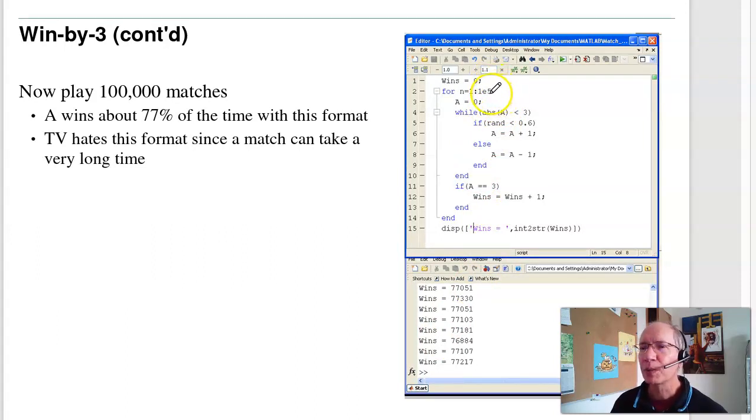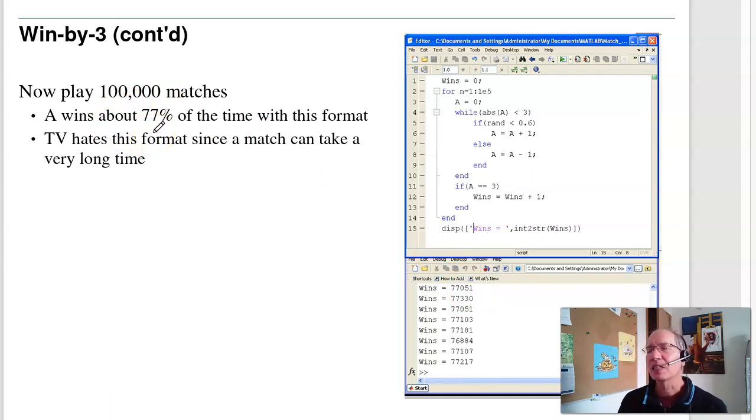So I'm going to repeat 100,000 times, starting from 0 wins. Play a single match. If A won the match, increase wins by 1. After 100,000 matches, see how many times A won. And A won 77,000-ish times out of 100,000. So A's got about a 77% chance of winning a match with this format.